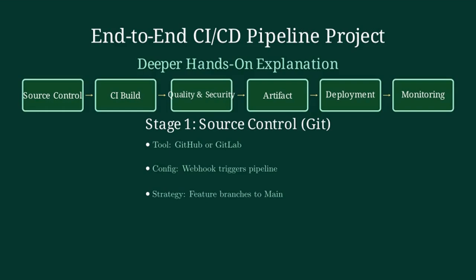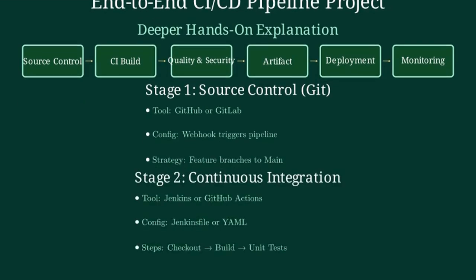Stage 3 is code quality and security. We use SonarQube to scan for code smells and vulnerabilities. A quality gate decides if the pipeline can continue. If the quality gate fails, the pipeline stops and developers fix the issues.